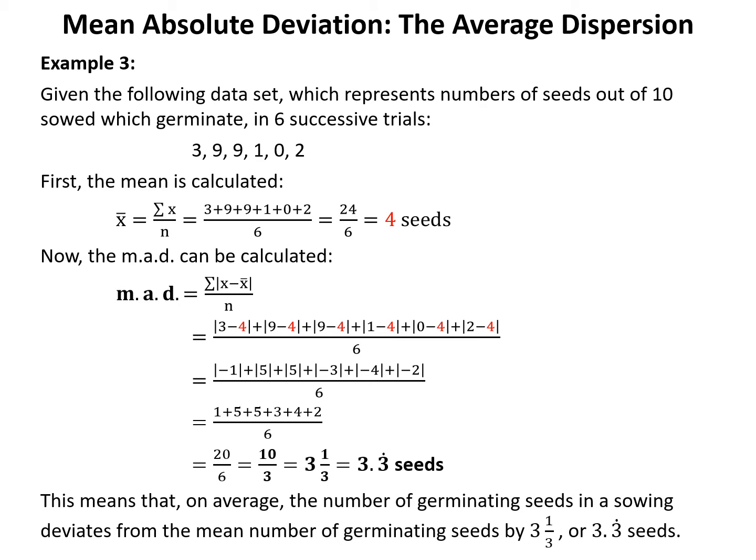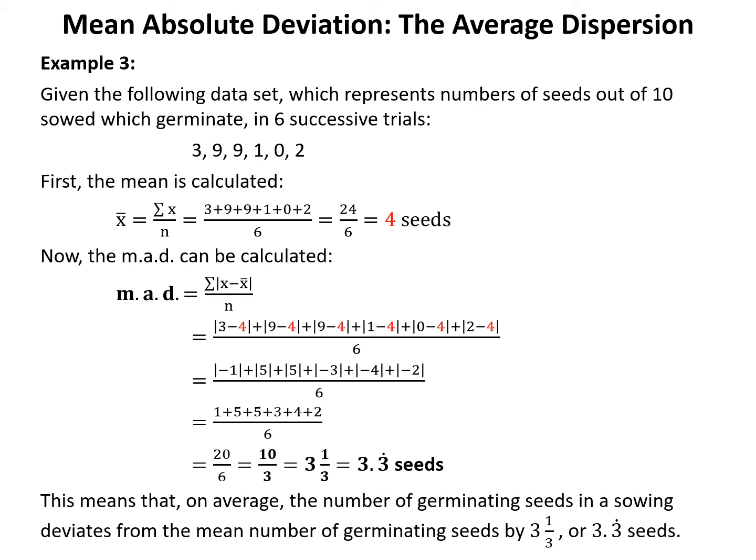So you can see on the slide that some of the values in the absolute value signs are negative and some are positive, but because we're taking the absolute value of each number, all the negative values end up being positive. So the sum of the absolute values is 20, and we divide that by 6. So we get a MAD equal to 20 over 6, which equals 10/3.